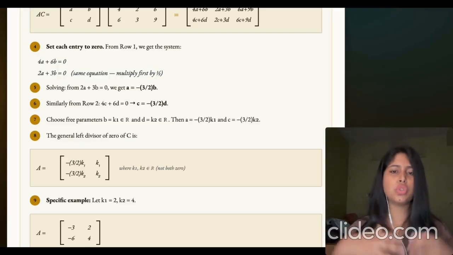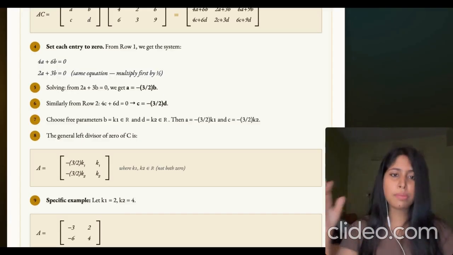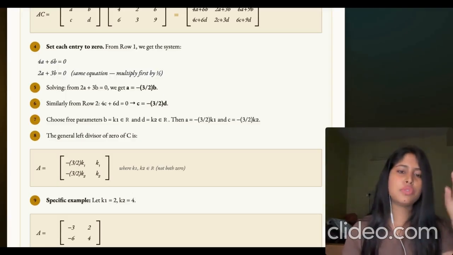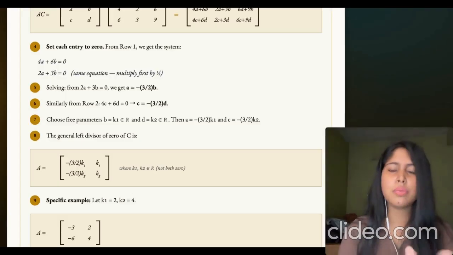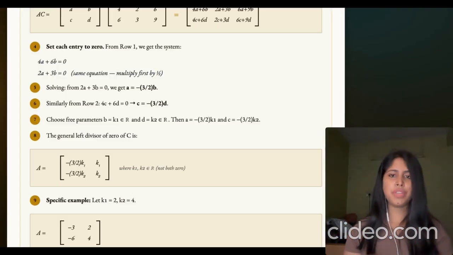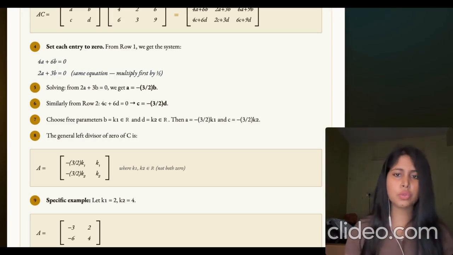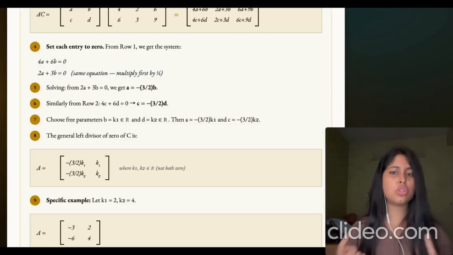The next step is to introduce the free parameters. Why are we introducing free parameters? Because we are asked to find all possible left divisors, right? So after introducing these parameters, we can put in values and check how many possibilities there can be. We can see that we have two free variables, b and d. Now we can call them k1 and k2. Then b is equal to k1 and d is equal to k2.